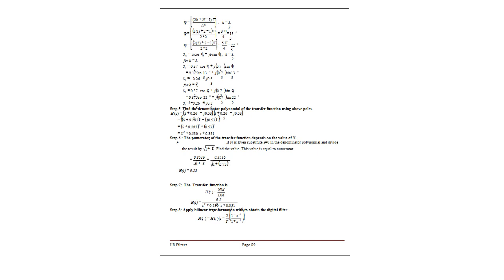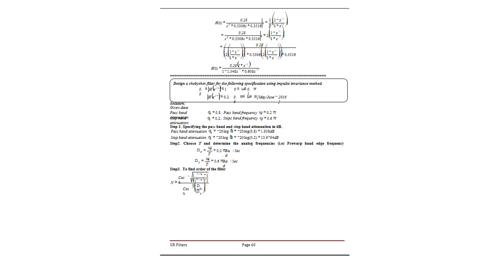Next, step 7, we have to find the transfer function, that is H of s equal to numerator by denominator. After that, step 8, we have to apply the bilinear transformation to obtain the digital filter, that is H of z equal to H of s with s equal to 2 by T into (1 minus z inverse) by (1 plus z inverse). When we substitute the values, we will get H of z as the output value.